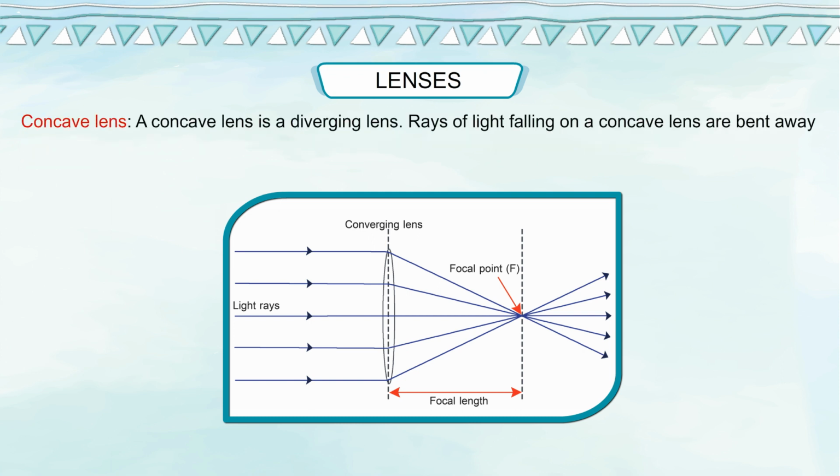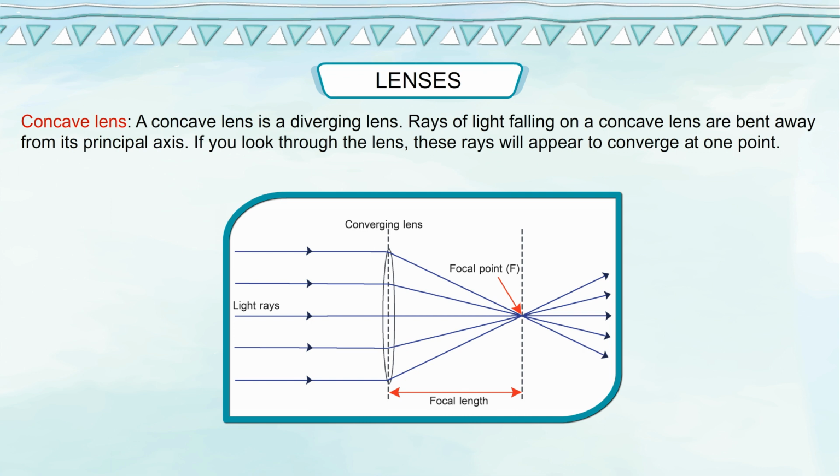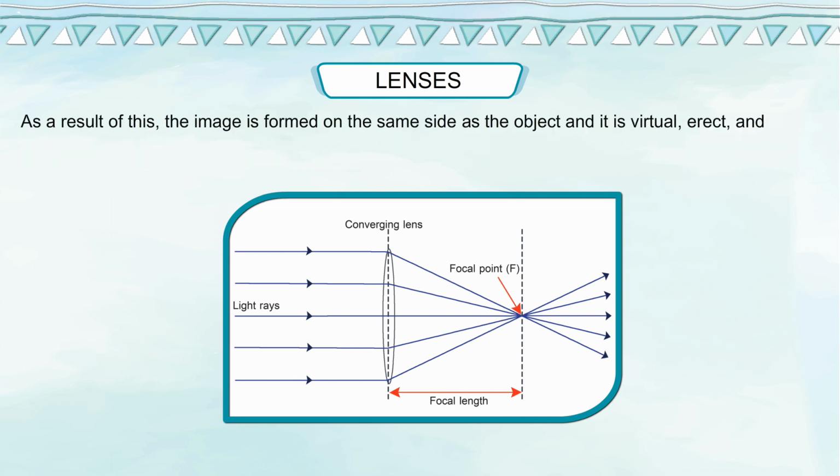Concave lens. A concave lens is a diverging lens. Rays of light falling on a concave lens are bent away from its principal axis. If you look through the lens, these rays will appear to converge at one point. This is called the principal focus of the lens. As a result of this, the image is formed on the same side as the object and it is virtual, erect and diminished.